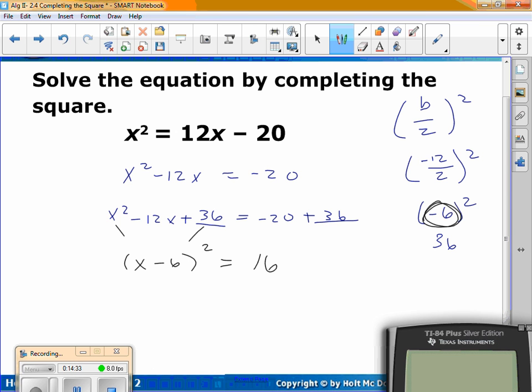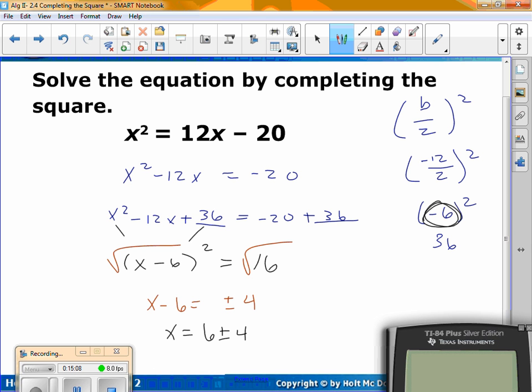Now I have (x − 6)² = 16. In order to get rid of the square, square root. The square root gets rid of the square. x − 6 equals, what's the square root of 16? Okay, so we know this one, plus or minus 4. It is always plus or minus when we take the square root with a variable. Then bring the 6 over. x = 6 ± 4.